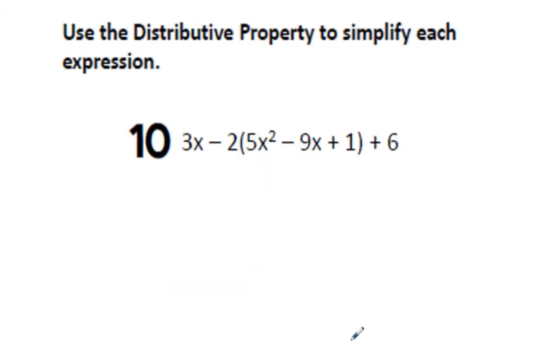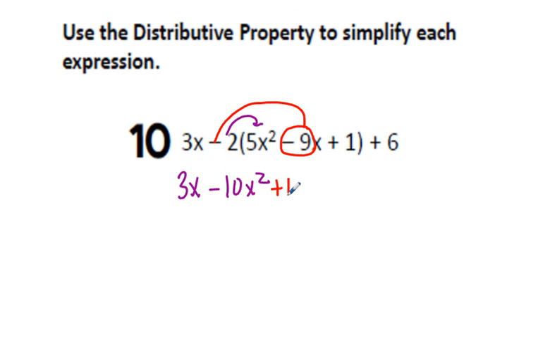And number 10. 3 minus 2 times 5 is minus 10x squared. Okay, now we have a minus 2 times a minus 9, which is a plus. And we have a minus 2 times a positive 1 is a minus 2. And then we just bring down the plus 6.